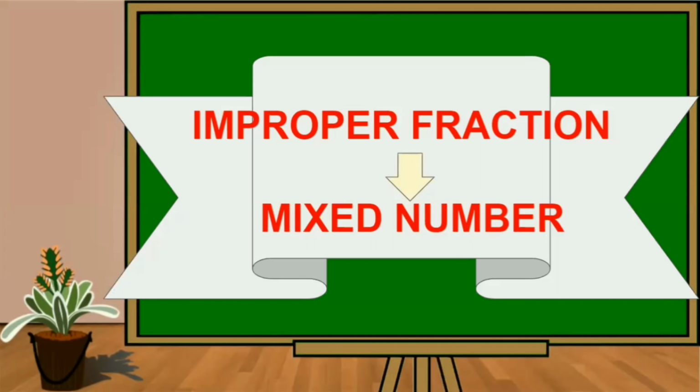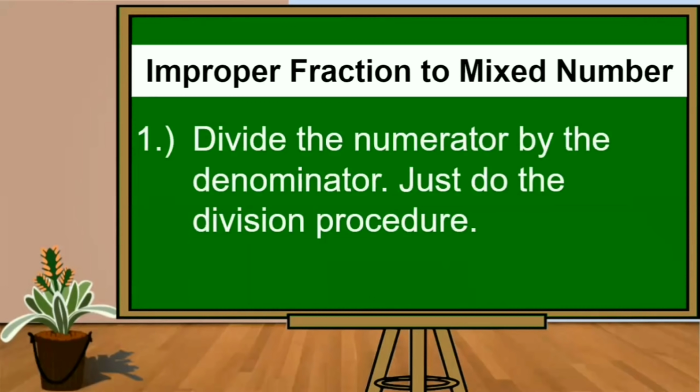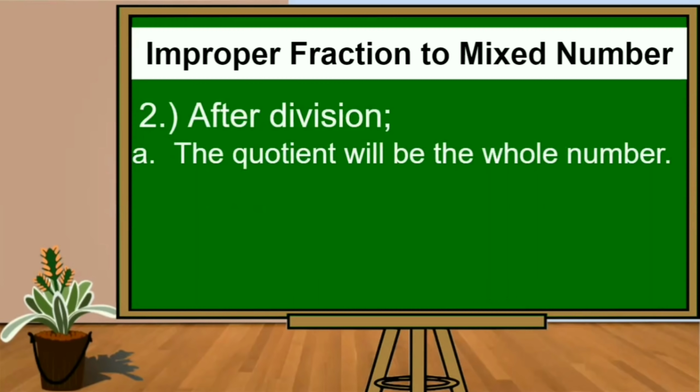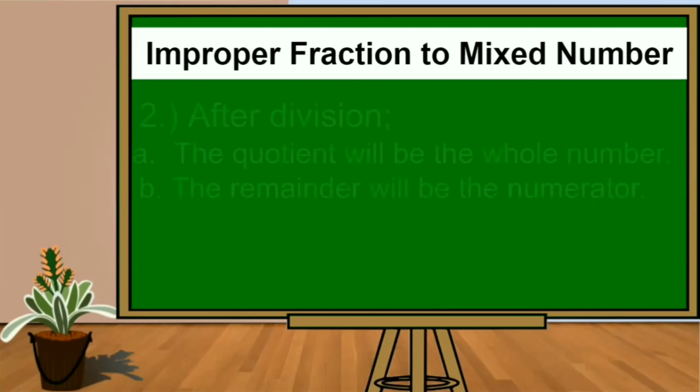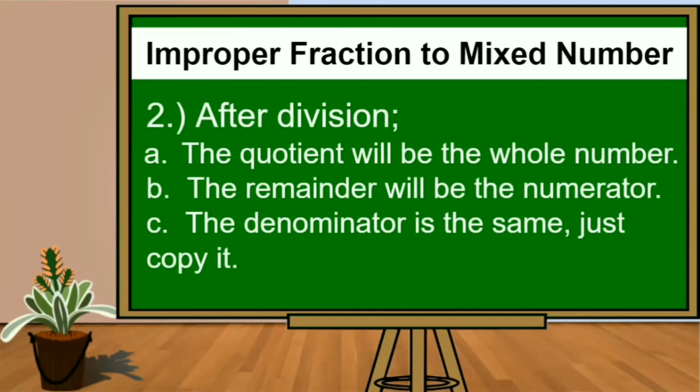Let us first discuss how to change improper fraction to mixed number. Let us discuss first the step-by-step procedure on how to change improper fraction to mixed number before we give an example. First, we have to divide the numerator by the denominator and just follow the division procedure. After division, the quotient will be the whole number, the remainder will be the numerator, and the denominator is the same, so we're just going to copy it.